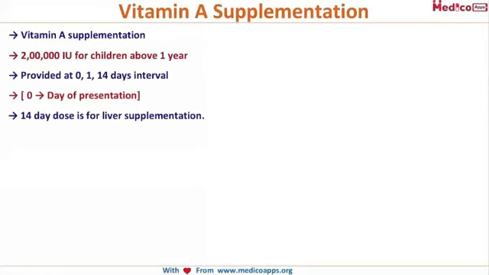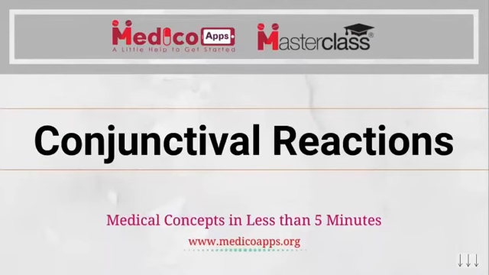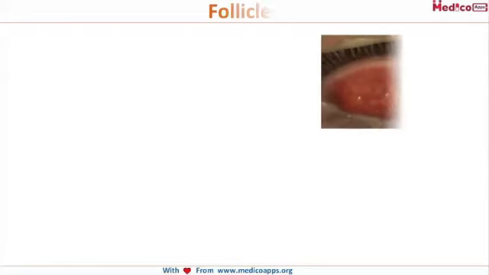Now coming to the management, we have discussed that vitamin A supplementation is crucial and the dosage will be 2 lakh international units for children above 1 year. 2 lakh international units. You have to remember this dosage. And the dosage will be on 0, 1 and 14 days intervals. 0 day you will count as the day of presentation. Whenever you diagnose the patient, that will be your day 0 and you will start off with your supplements. Then 14th day is for the liver supplementation. Now let's proceed to conjunctival reactions, various types of reactions.